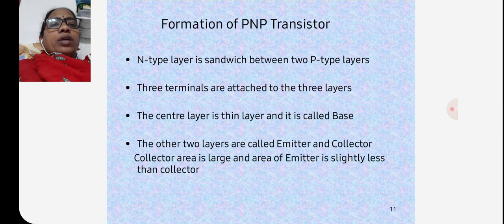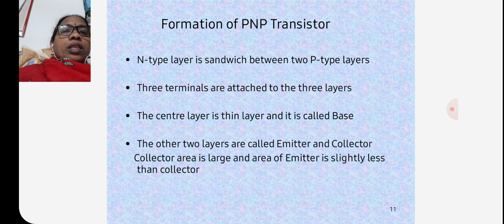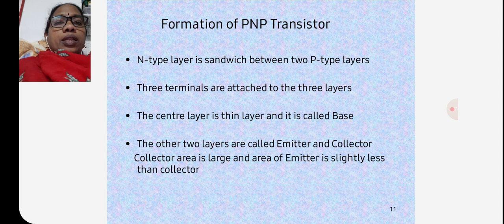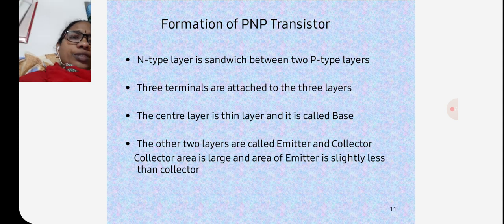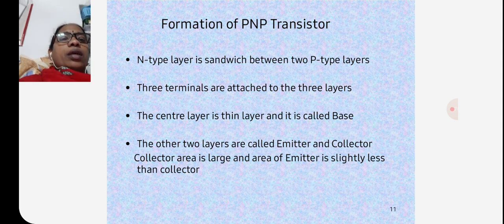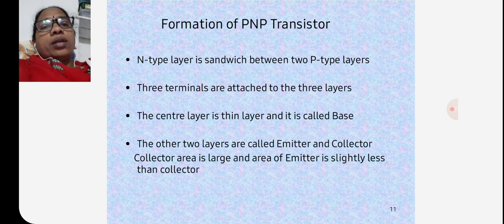In the formation of the PNP transistor, an N-type layer is sandwiched between two P-type layers. Three terminals are attached to the three layers. The center layer is thin and is called the base, the same as in the NPN transistor; the only difference is that the material is different. The other two layers are called the emitter and collector. The collector area is large and the area of the emitter is slightly less than the collector.